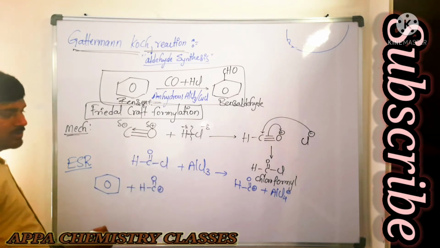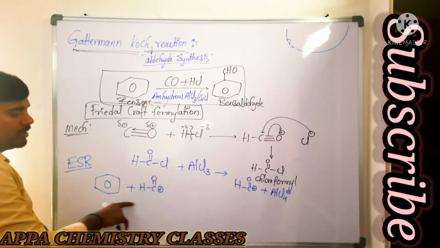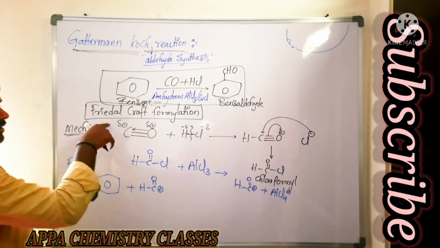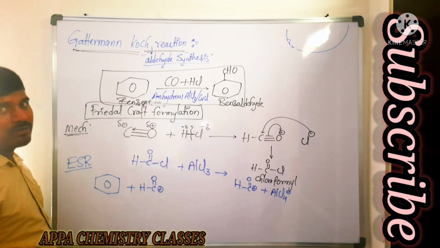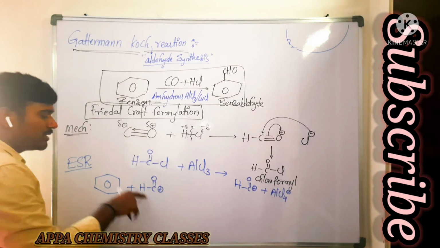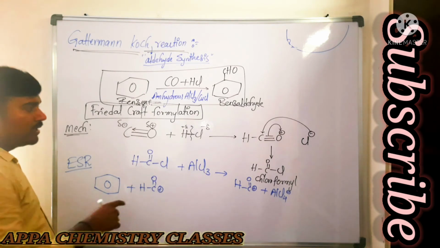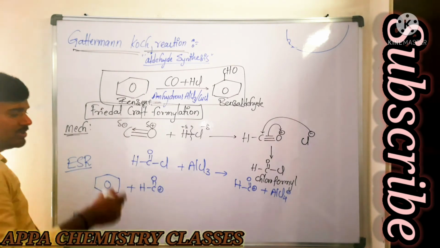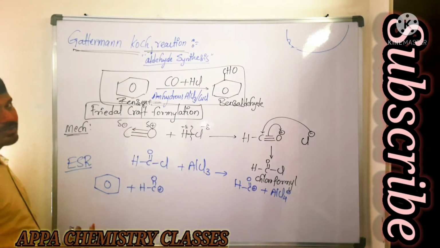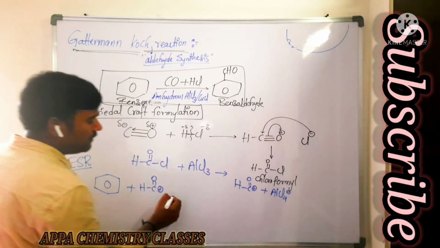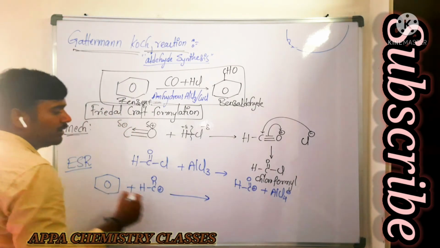In presence of AlCl3 we are getting acyl carbocation. This formyl carbocation is substituting. So for that reason it is called what? Friedel-Crafts formylation. If an acetyl group is substituted, it is called Friedel-Crafts acylation. Here the formyl group is substituting on the benzene ring in presence of anhydrous aluminium chloride. So for that reason it is called Friedel-Crafts formylation. Very important.